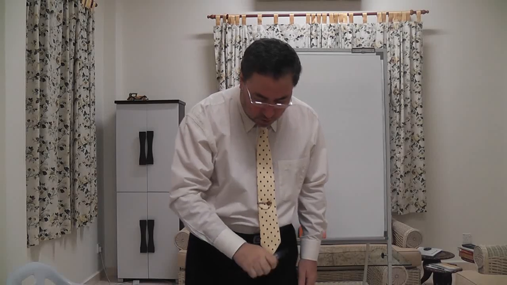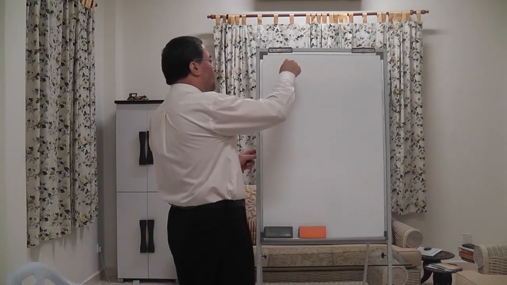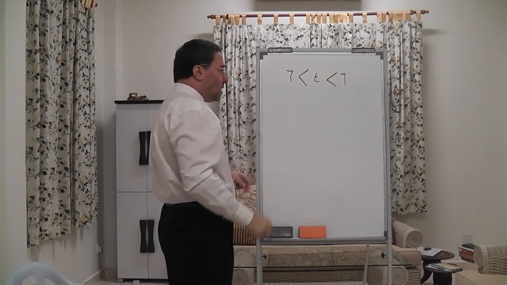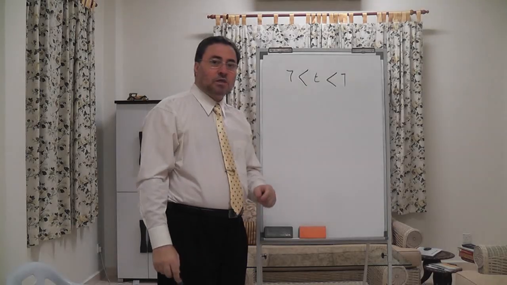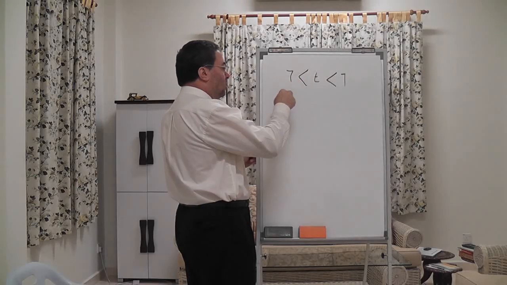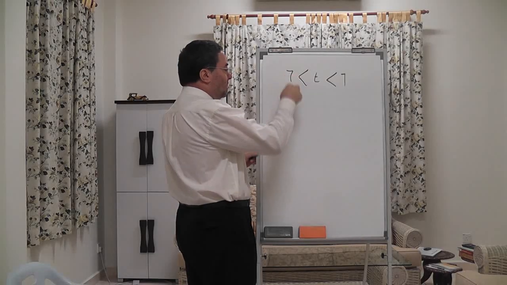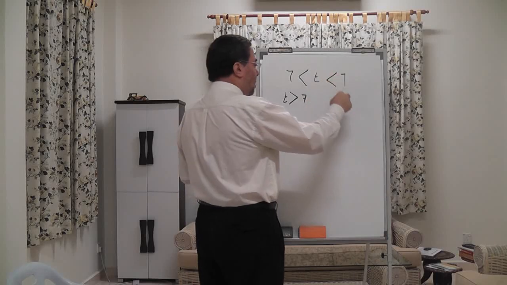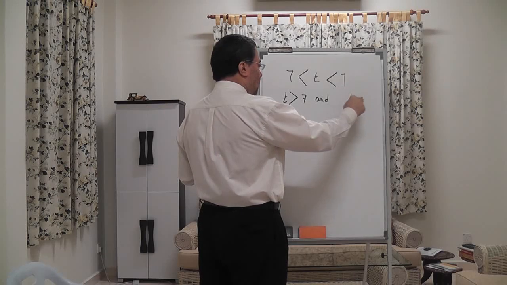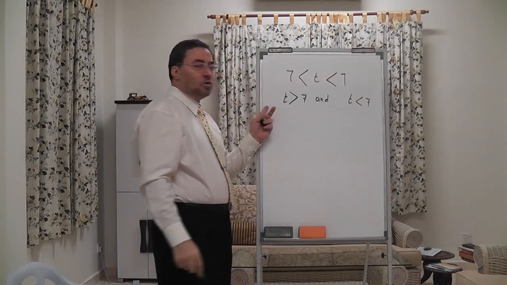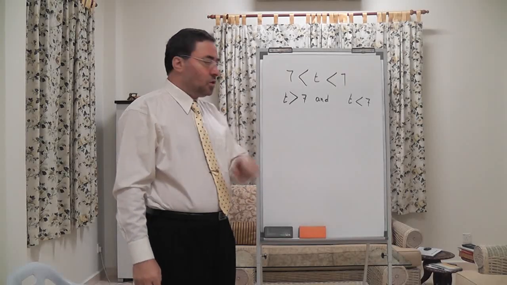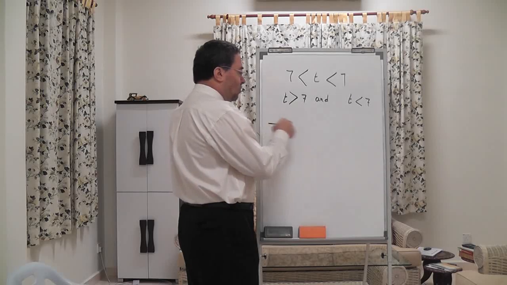Next is number 24, minus 7 less than t less than 7. Here it's better to split this into two inequalities. So we have here one is t more than minus 7, and the other one, and we have to put and, t is less than 7. And this is a conjunction. So we have to get a number that satisfies both conditions. So let's see if we can do this.